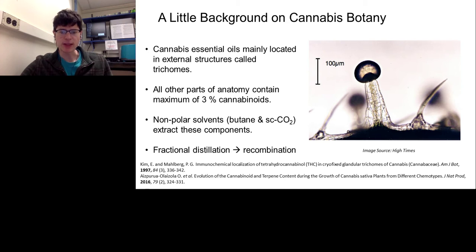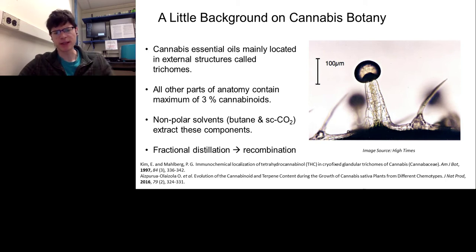These are going to be what contains the THC, the tetrahydrocannabinol, the active ingredient, or cannabidiol, CBD, another active ingredient, and other cannabinoids as well. And also the terpenes are going to be located in these trichomes as well. All other parts of the anatomy of the plant contain around 3% cannabinoids for cannabis plants that actually produce a lot of terpenes. And so really it's all the outside.